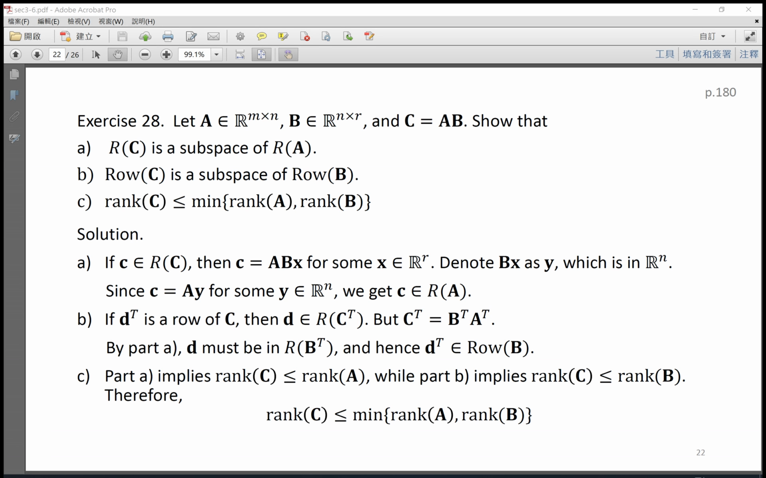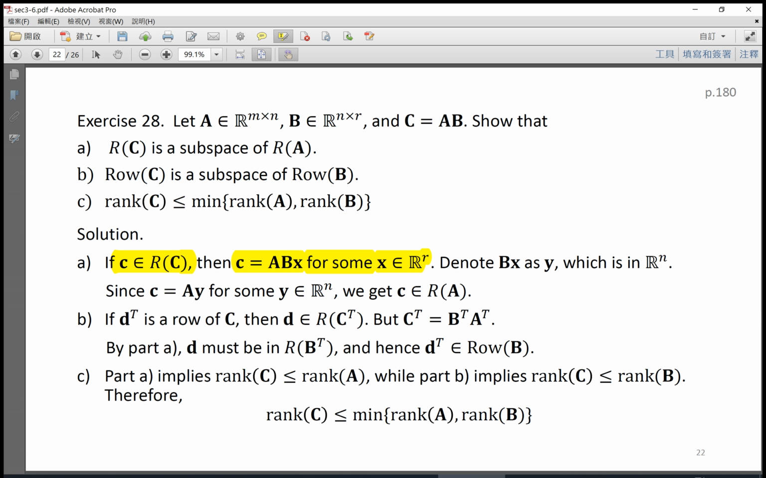First, we prove statement A. If c belongs to the column space of C, then c can be written as ABx for some x in R^r. This is due to the definition of the column space. You can refer to page 4 of the slides to see the definition of the column space.